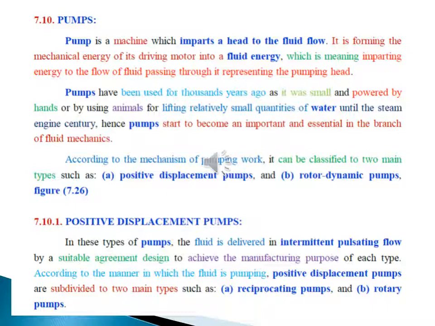According to the mechanism of pumping work, pumps can be classified into two main types: positive displacement pump and rotor dynamic pump. Positive displacement pump is the pump in which the fluid is delivered in intermittent pulsating flow by a suitable arrangement designed to achieve the manufacturing purpose of each type. It is subdivided into two main types: reciprocating pump and rotary pump.